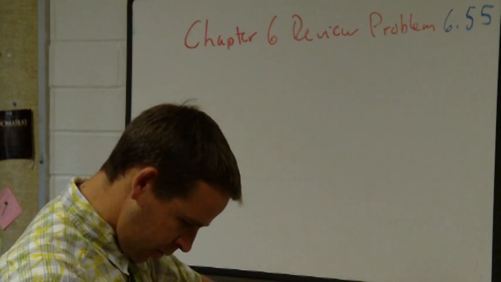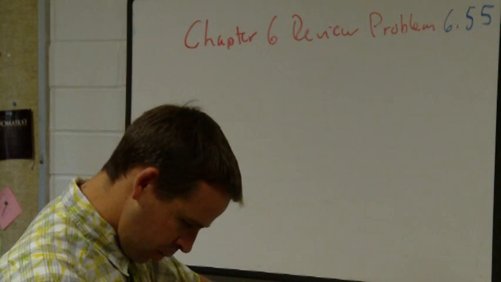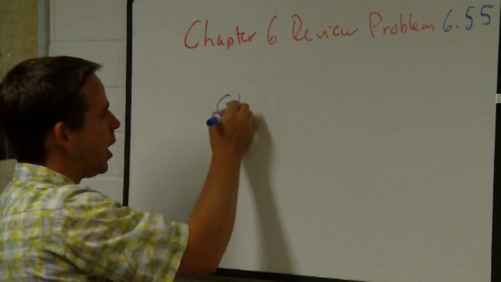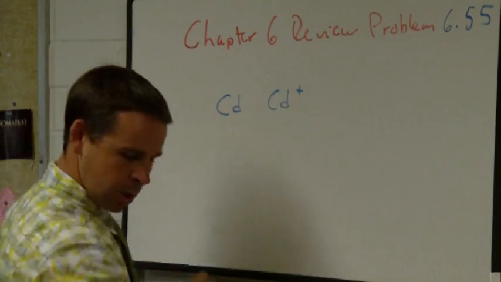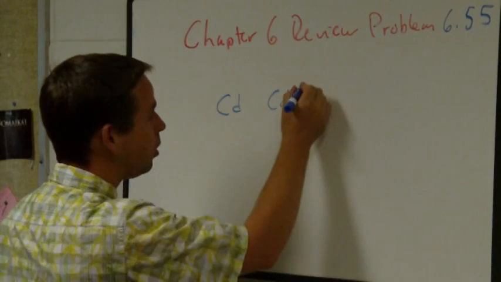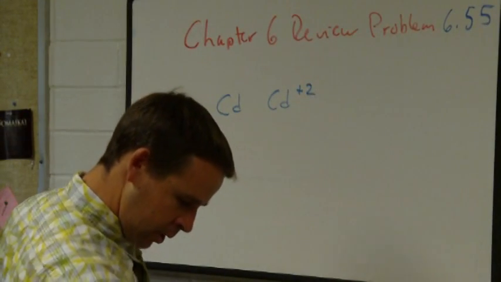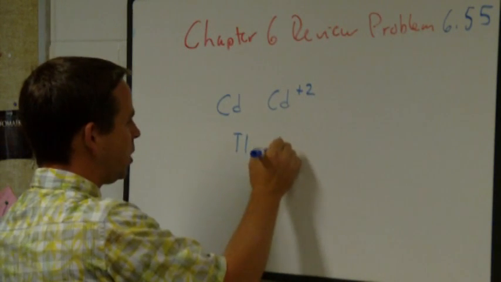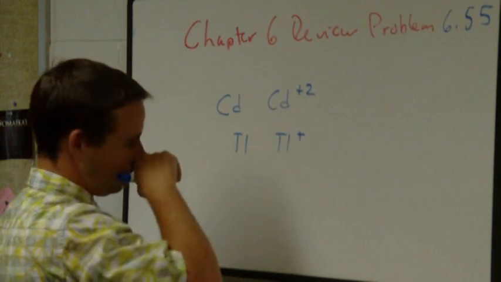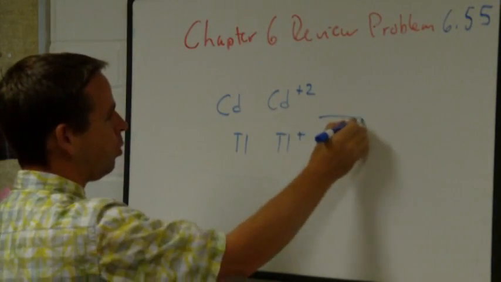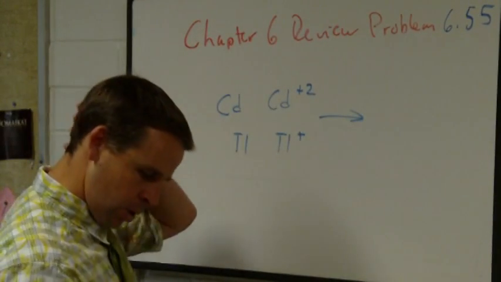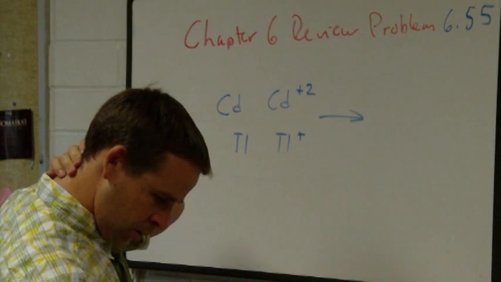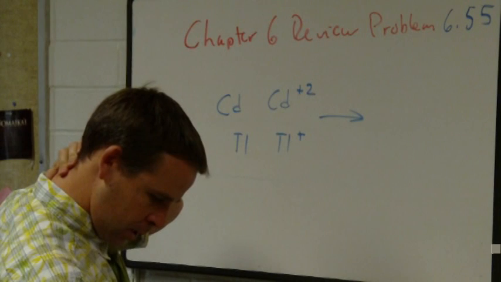Okay, so we have 653. What reaction will occur if the mixture contains cadmium metal? So here we have cadmium, and we have the cadmium plus 2 ion. And we have thallium and the thallium plus 1 ion. Right? So they want to know what kind of a reaction is going to occur here, with cadmium, cadmium ion, thallium, and thallium ion.